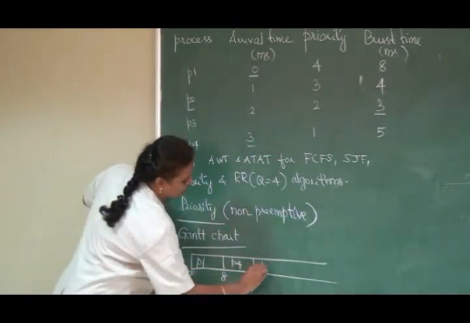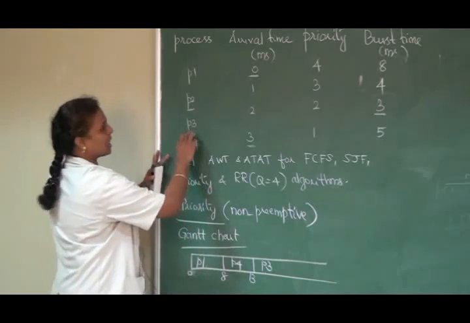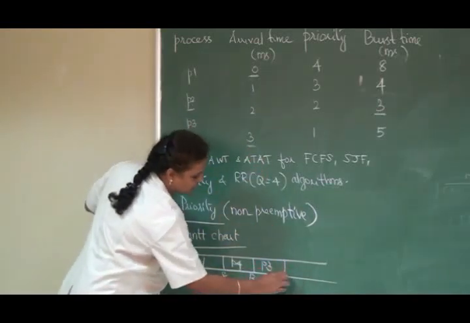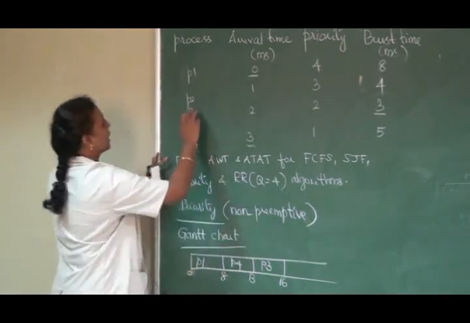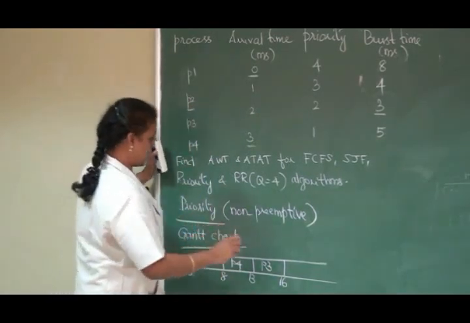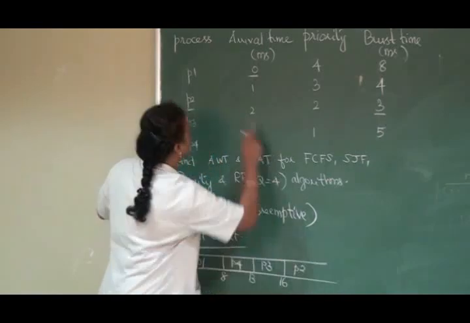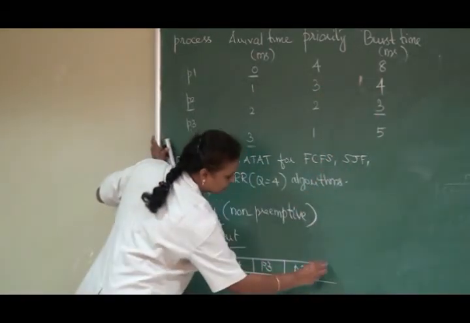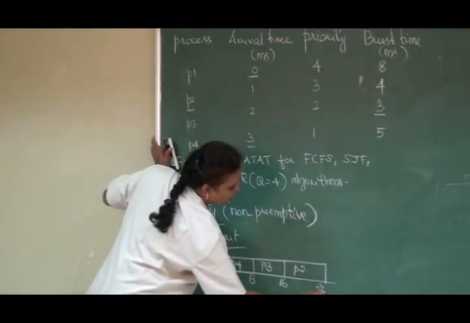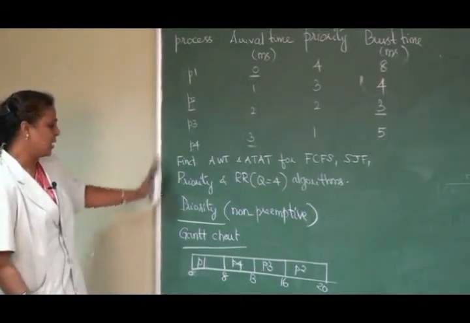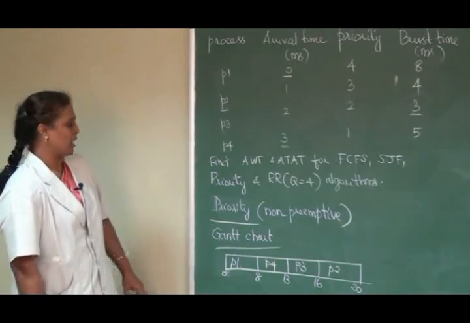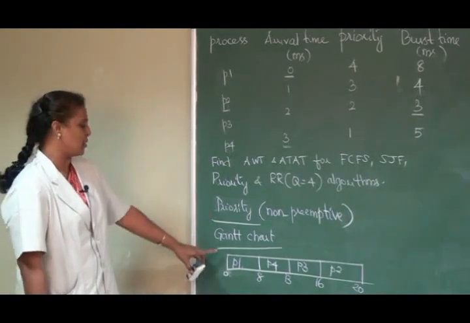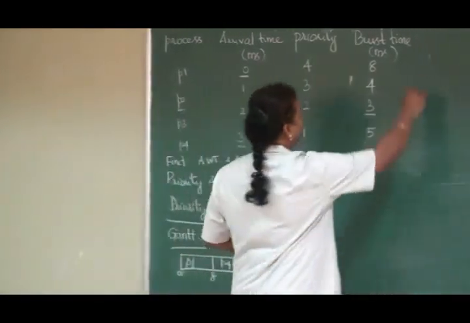So P3 is getting the CPU and can be executed next. P3 is executed for 3 milliseconds. So 13 plus 3, 16. And finally P2 is getting the CPU and can be executed for 4 milliseconds. So 20 milliseconds. Then after drawing that Gantt chart, now we can calculate the waiting time and turnaround time of each and every process.